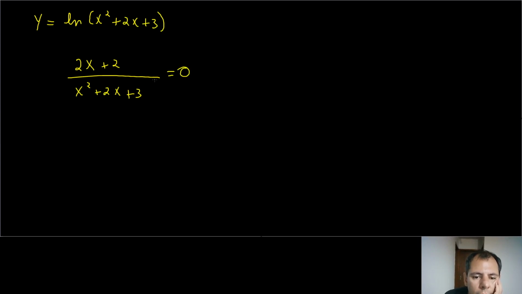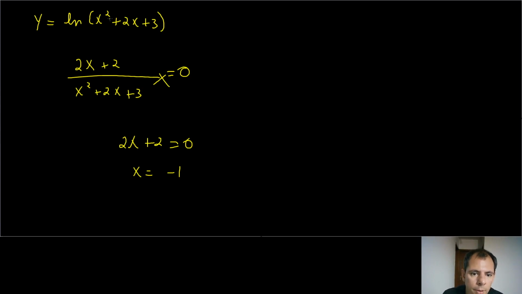Now here's the thing: if you want this to be 0, you cross multiply this, right? That means that 2x plus 2 equals 0. Because this is dividing, it comes over here multiplying. That means that x equals minus 1. All right, and that's the only time that this thing is going to be 0.